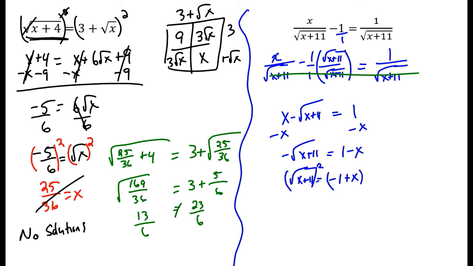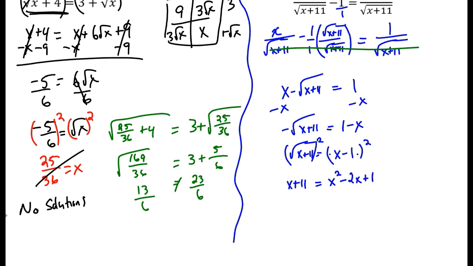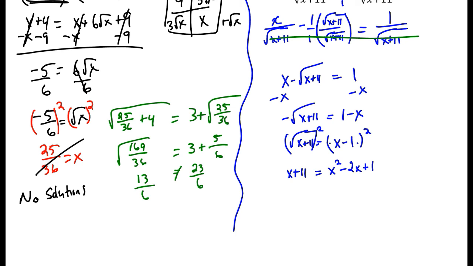I'm going to square both sides and get x plus 11 equals, well, if I square this out here, that's really x minus 1. I'm going to rewrite that as x minus 1. You can make a table if you need to, but you get x squared minus 2x plus 1. So we started with a rational, made it into a radical. Now I've got a quadratic equation to solve. Subtract x, subtract 11 to set it equal to 0, and get x squared minus 3x minus 10.